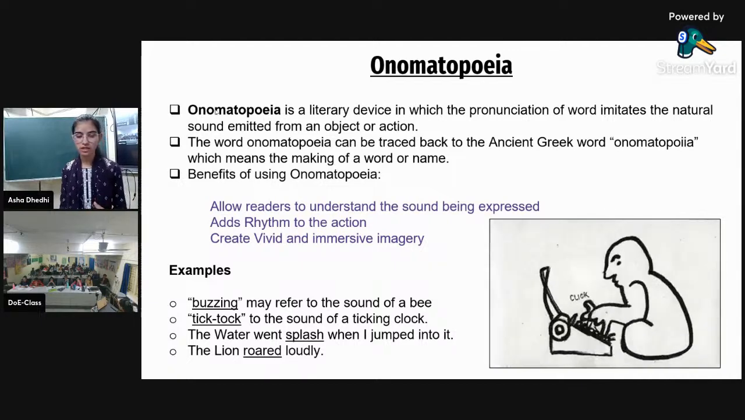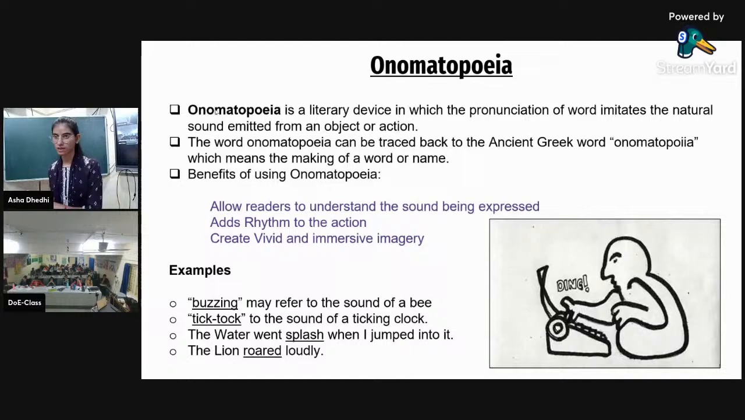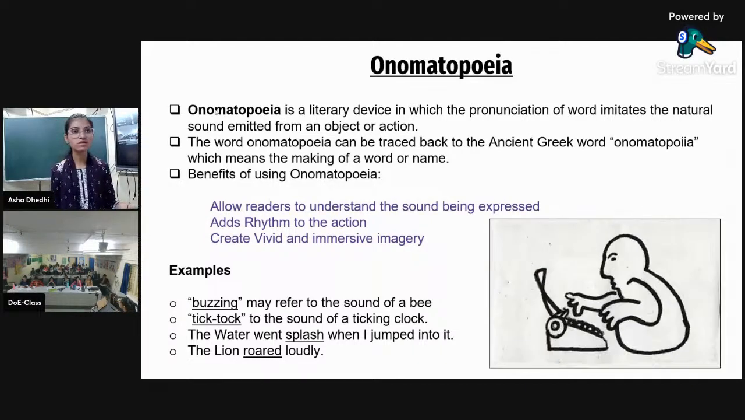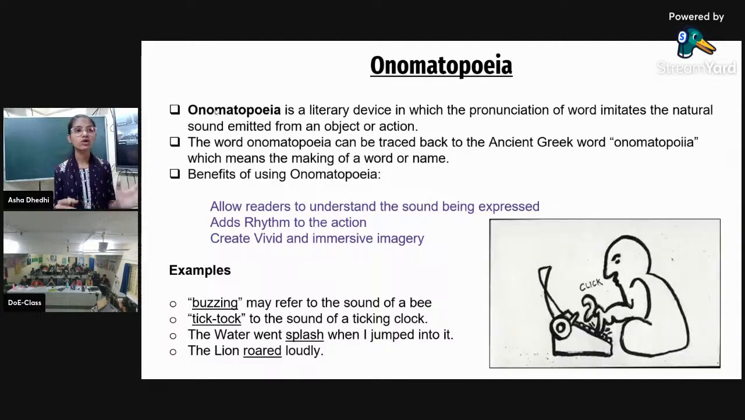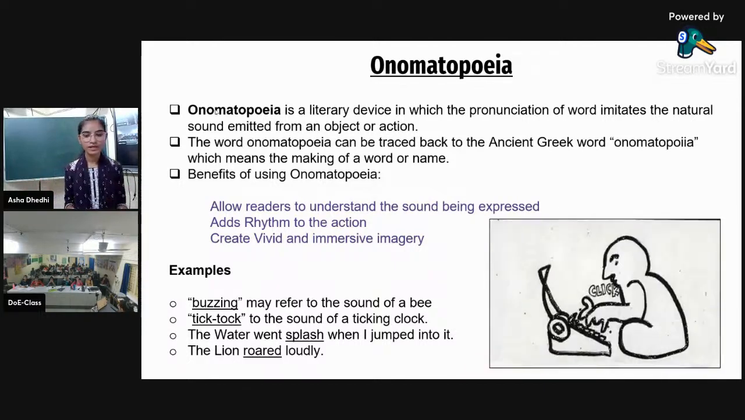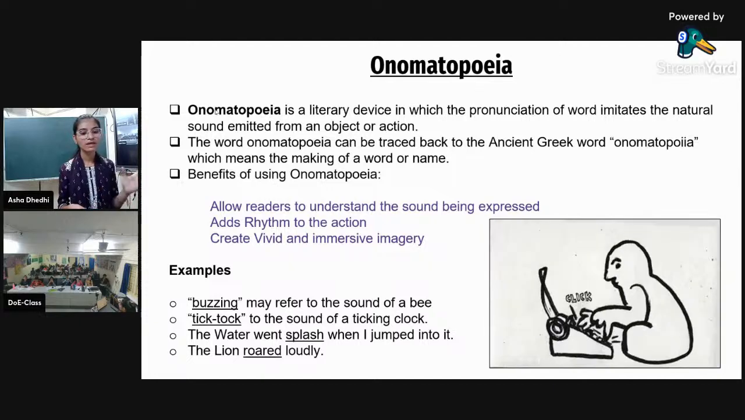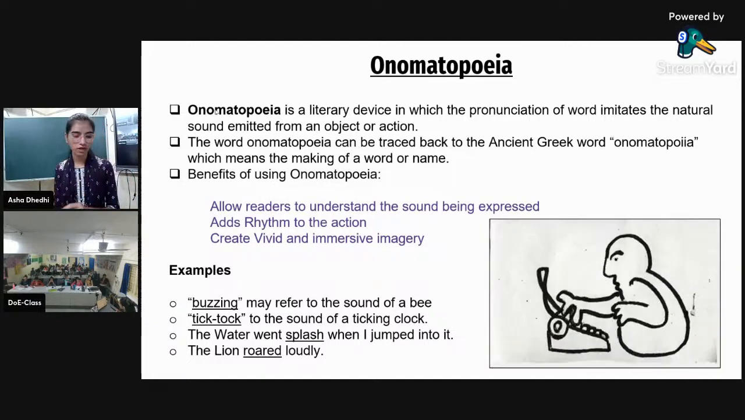Now the benefit of using onomatopoeia is that it allows readers to understand the sound being expressed. Whenever you use words which describe the action, it helps readers connect with those events as well. Then it will add rhythm to the action. Then it will create a kind of vivid, live imagery within the mind of readers.